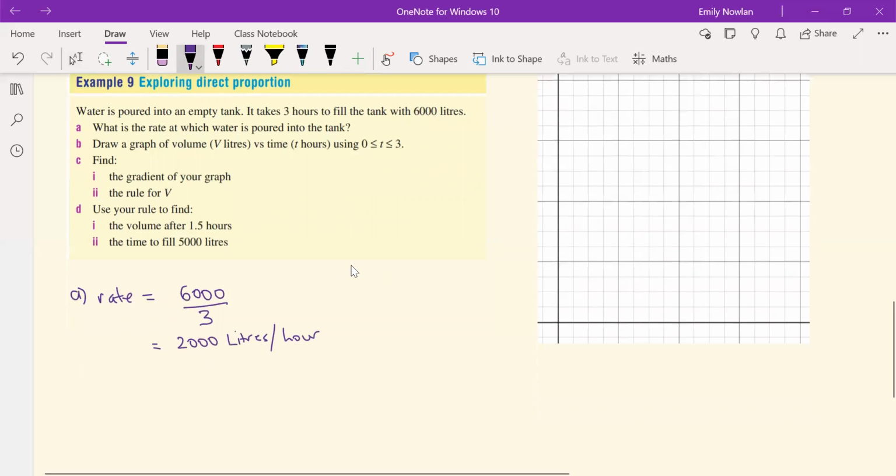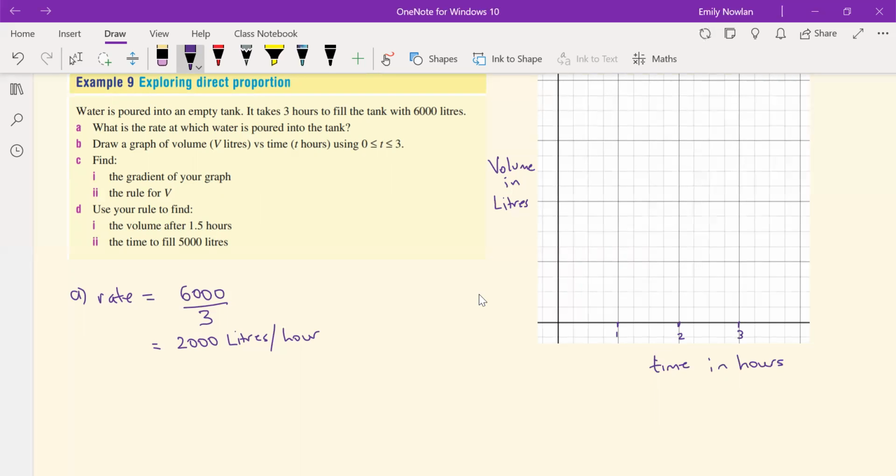Okay. Now, question B, draw the graph of volume versus time. Time always goes along the horizontal, and we're going to go over 3 hours, it says. So let's pick something nice and clear: 1, 2, 3. And I'm going to always label my axes. So time in hours goes across the bottom. And on the vertical, I'm going to have my volume, and I'm going to say what it's measured in. It's measured in litres.